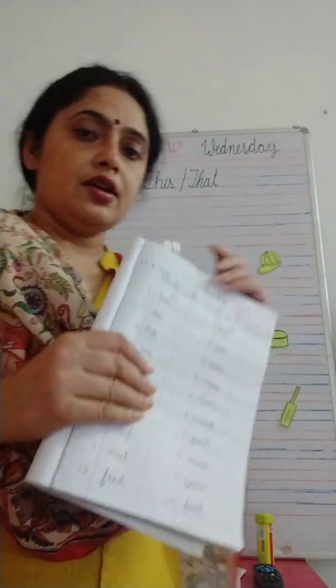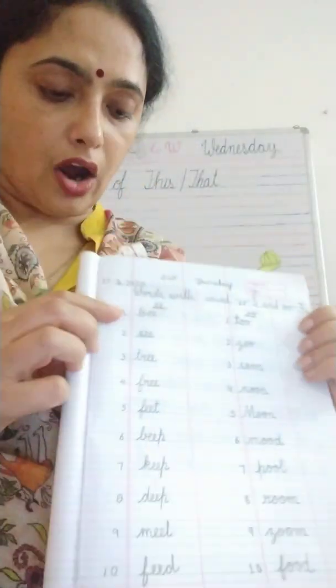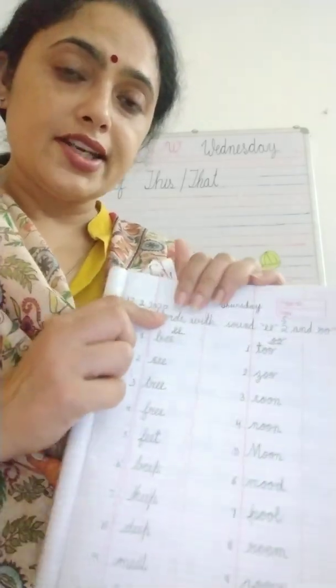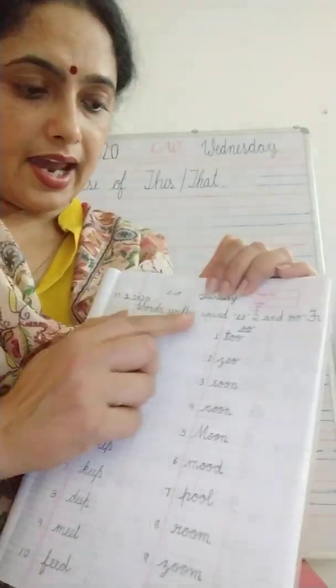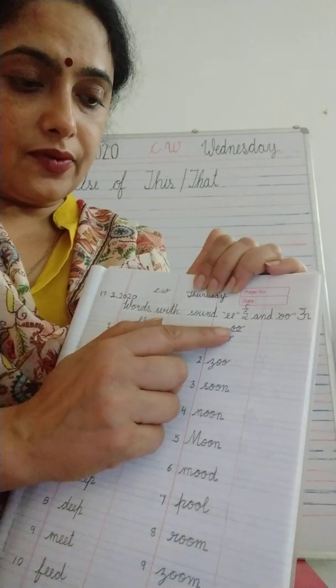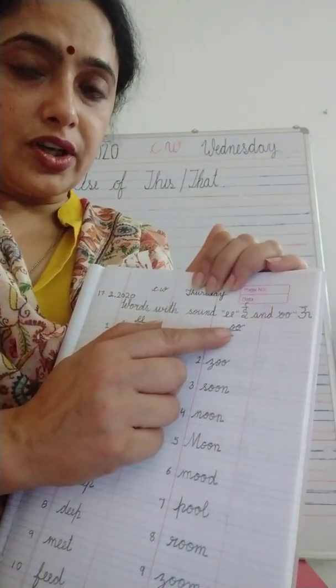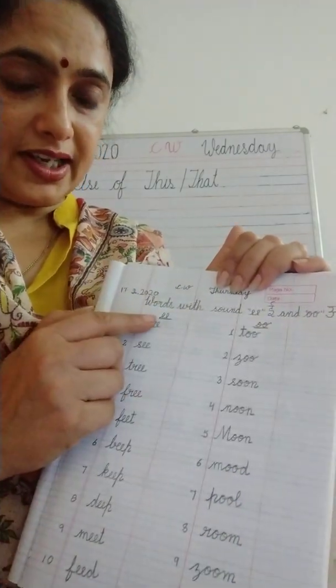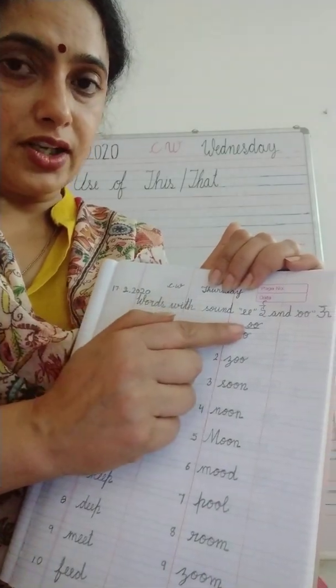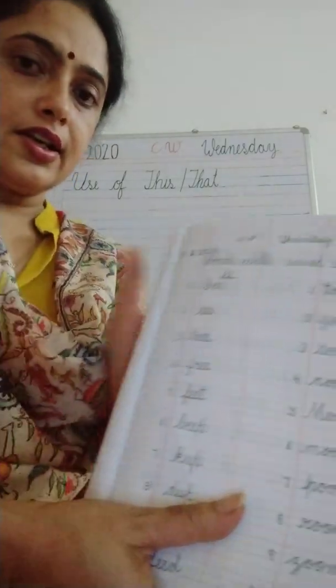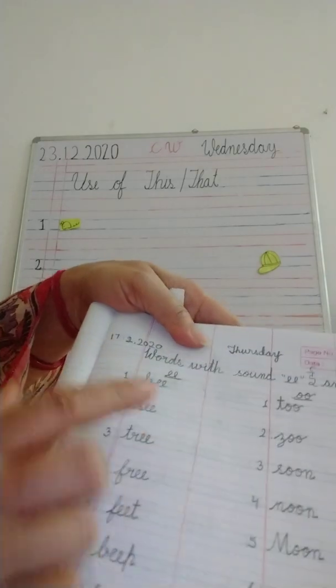Okay, when two E comes together, how do we say it? We call it E. Yes, and when two O are there, which sound will it give? Oo sound. Double E gives us E sound and double O gives us Oo sound. Okay, so just read this page one more time.